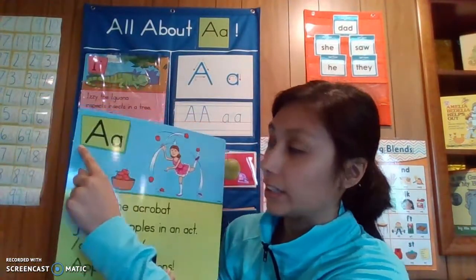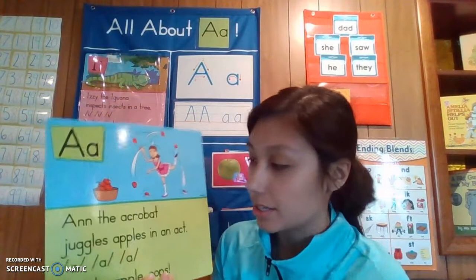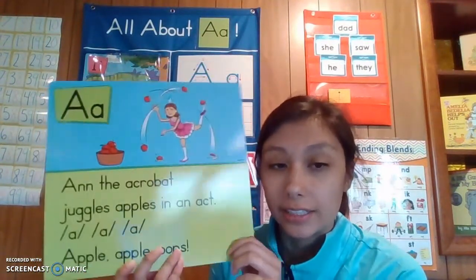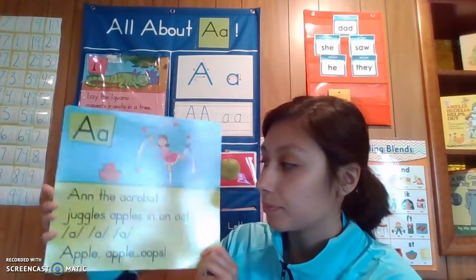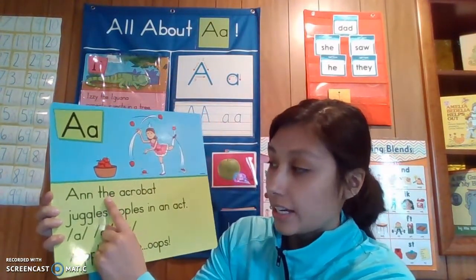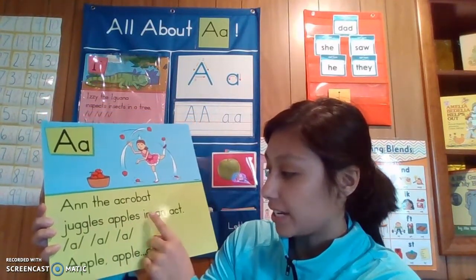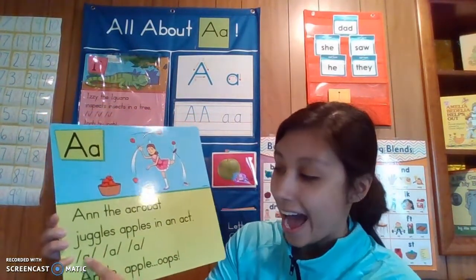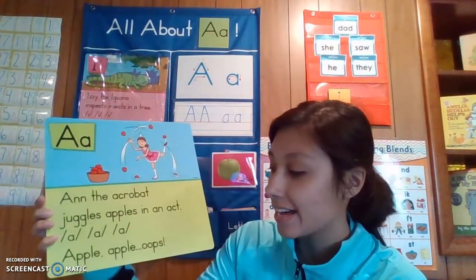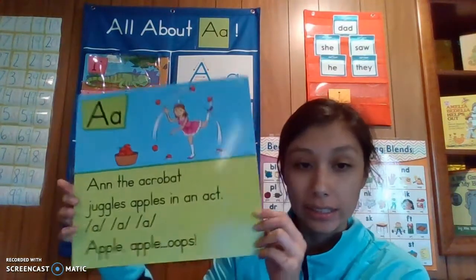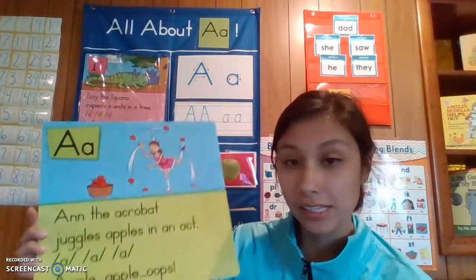Alright, going over to our story here. We have the letter A, both upper and lowercase. We're going to read through the story to find the sound that letter A makes, so listen carefully. Anne, the acrobat, juggles apples in an act. Apple, apple, oops. Uh-oh, what happened to our apples? They're all over the place.